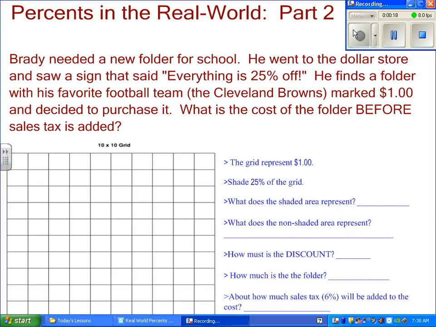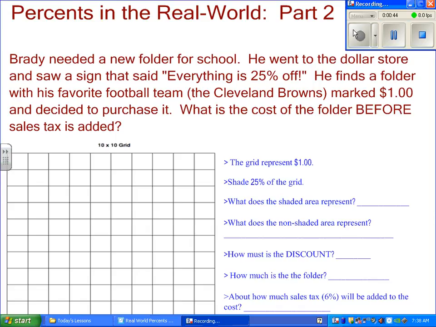And this first problem here says that Brady needed a new folder for school. He went to the dollar store and saw a sign that said, everything is 25% off. Hopefully you see these signs a lot. He finds a folder with his favorite football team, the Cleveland Browns, which was marked $1 and decided to purchase it. What is the cost of the folder before sales tax is added?